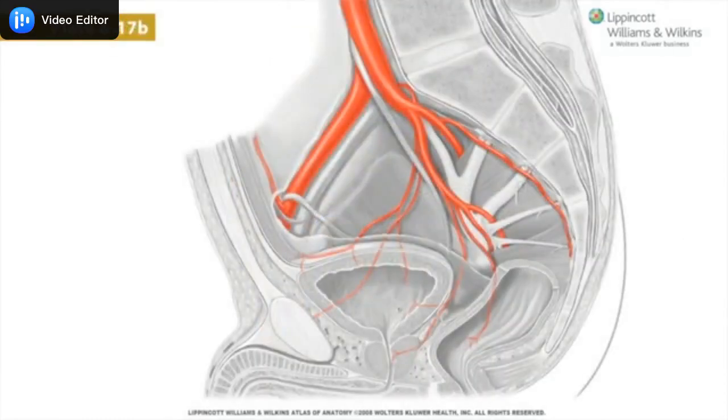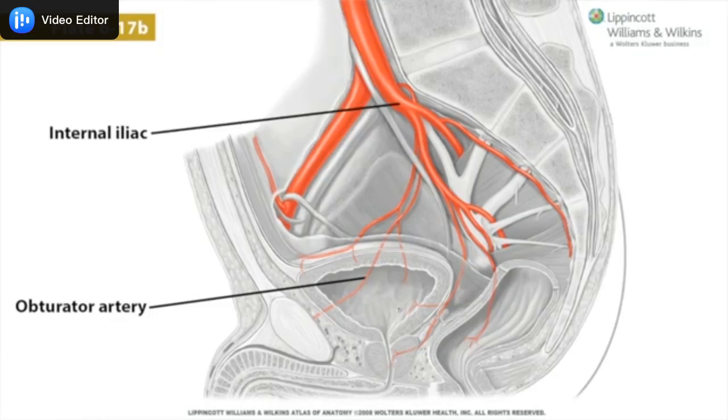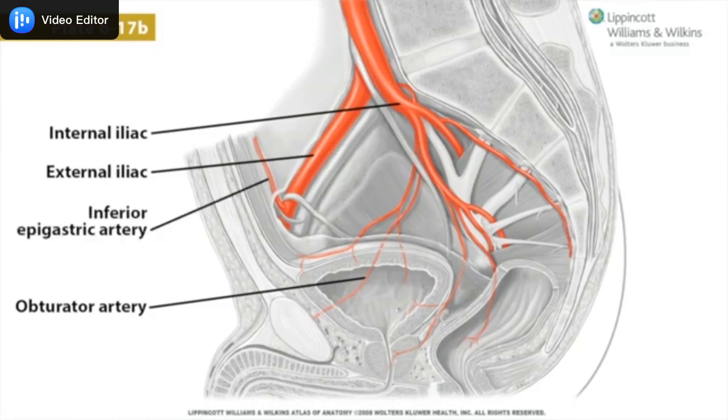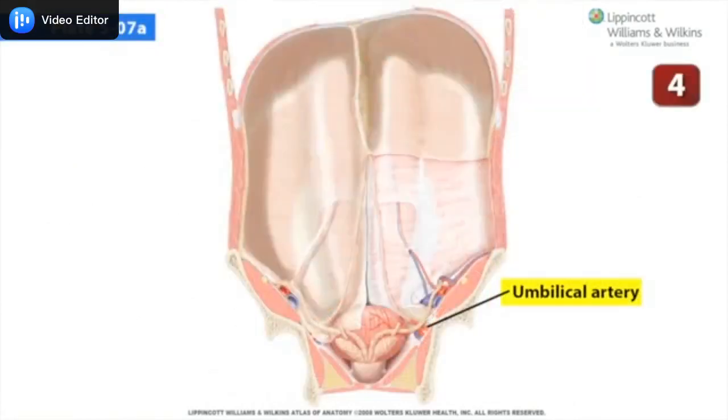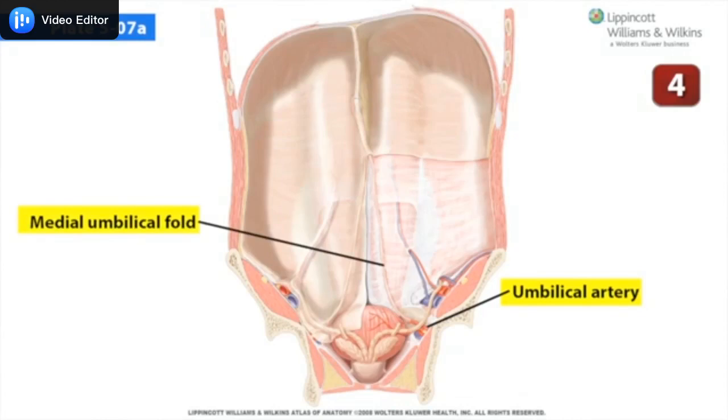About 20% of obturator arteries arise not from the internal iliac, but rather the external iliac artery, often as a branch of the inferior epigastric artery. The umbilical arteries traverse the pelvis to reach the anterior abdominal wall and then turn superiormedially to reach the umbilicus, forming the medial umbilical fold on the underside of the abdominal wall.